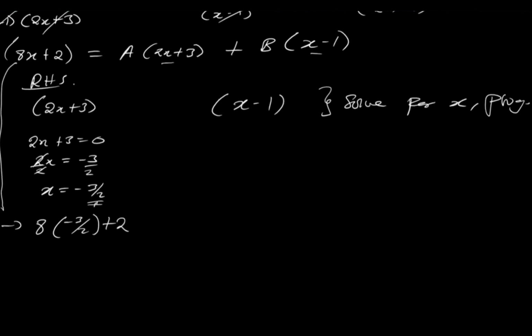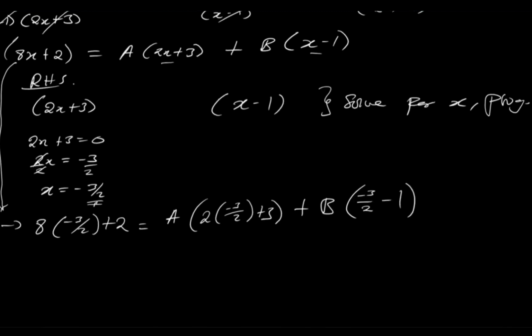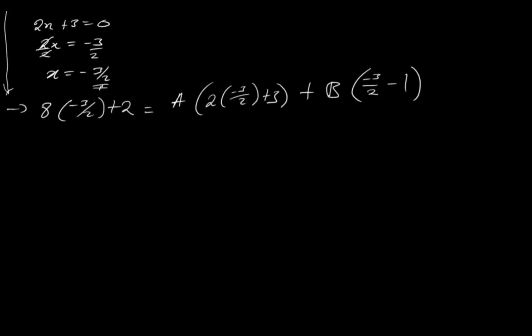That is equal to a times 2 times negative 3 over 2 plus 3, plus b times negative 3 over 2 minus 1. If you see this, you can simply work it out in a very simple way. So you would then just say 8 times 3, which will give you negative 24 over 2 plus 2, is equal to a times 2 times negative 3, which is negative 6 over 2, plus 3.